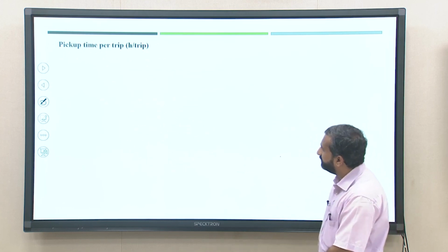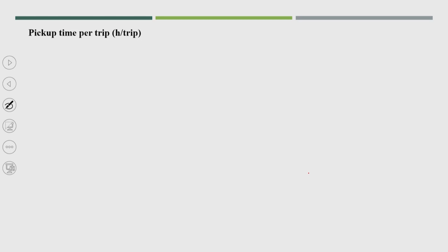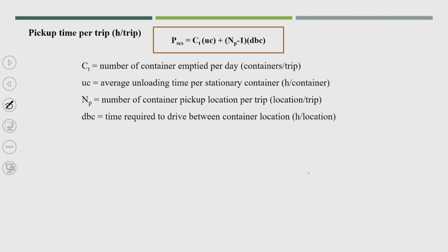Now, the pickup time per trip in the hauled container system was PC plus UC plus DBC, but in this case, for the stationary container system, it will be P_SCS equals CT times UC plus NP minus 1 times DBC, where CT is the number of containers emptied per trip, UC is the average unloading time per stationary container, and NP is the number of container pickup locations per trip, times DBC. Here you see that we used NP minus 1. Why? Because it is the number of container pickup locations per trip minus 1.